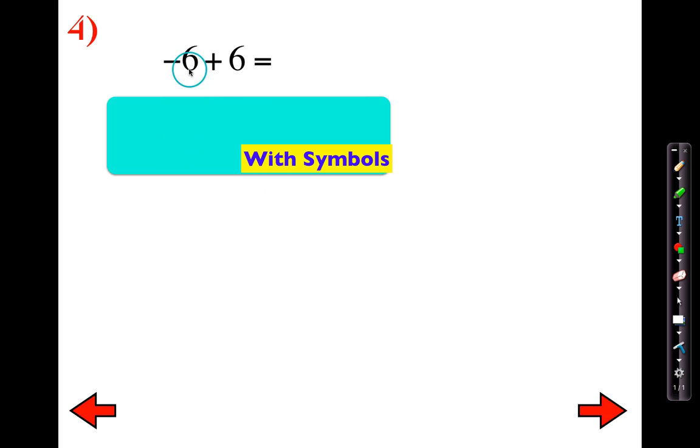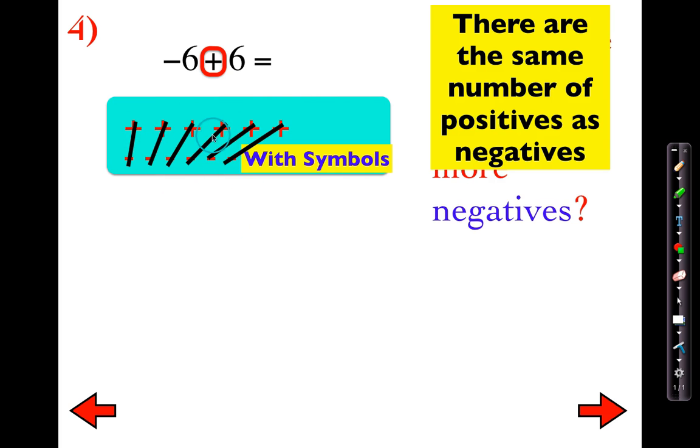6 negatives for -6, and then we're going to go ahead and add 6 positives. Now here, I definitely see some zero pairs that I'm going to cancel out. 1, 2, 3, 4, 5, 6. And wait, I notice I'm left with nothing now. So what is my answer? Well, first let's recognize that these are considered additive pairs as well. But then you have to notice that, hey, there's an equal amount of positives and negatives, so our answer is 0.